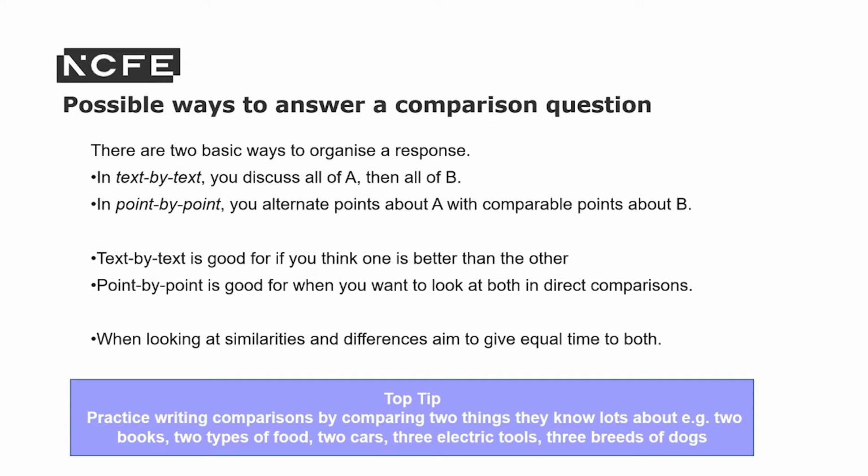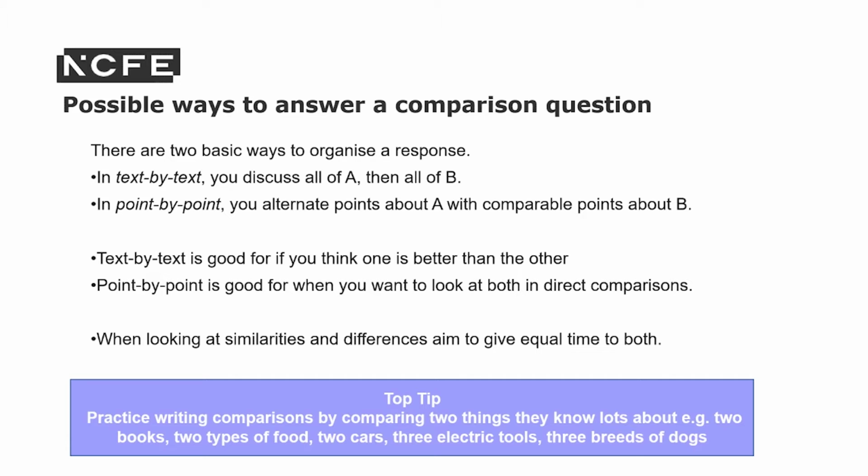So, some possible ways to answer a comparison question. There are two basic ways to organize a response. You can do this text by text, where you discuss all of text A and then all of text B. Or you could look at it point by point. This is where you would alternate points about text A and compare it with points that are in text B.